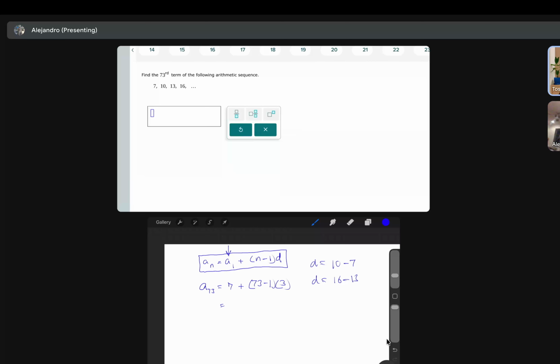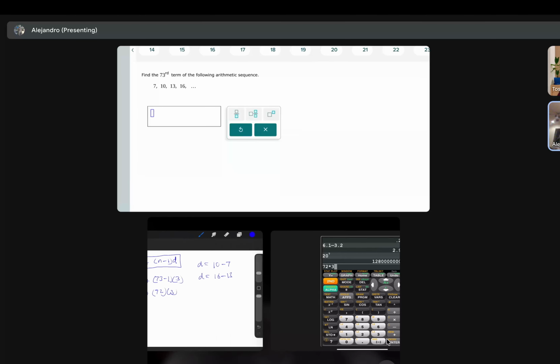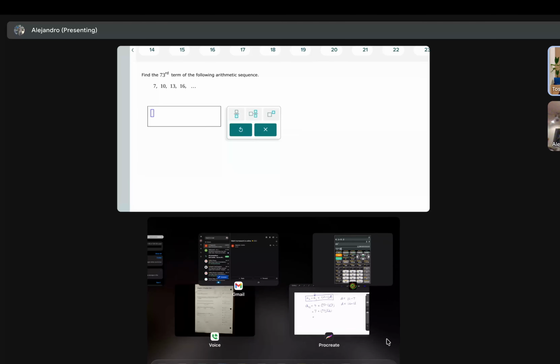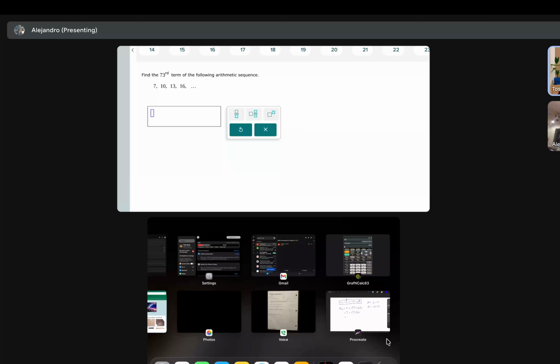So then we do the math. 7 plus 72 times 3. Now, you can use a calculator here. So, 72 times 3 plus 7, or 7 plus 72 times 3. You can do that in that order, okay? So it's 223.